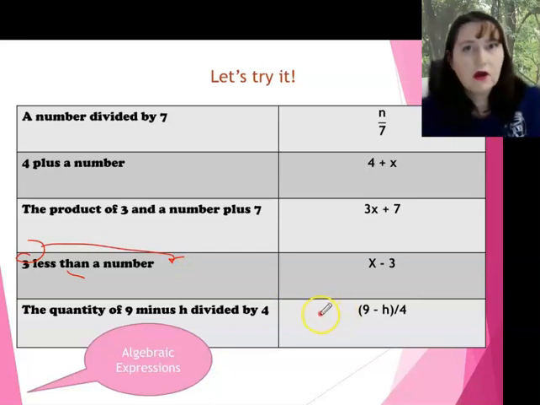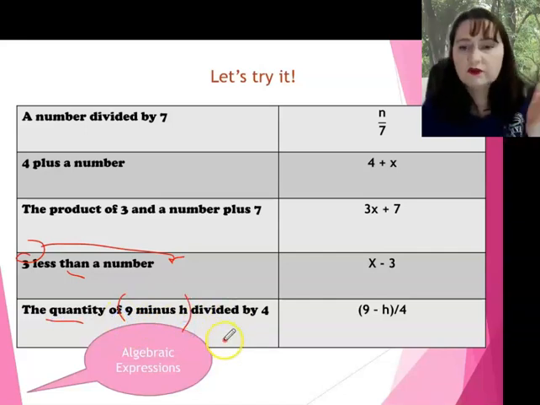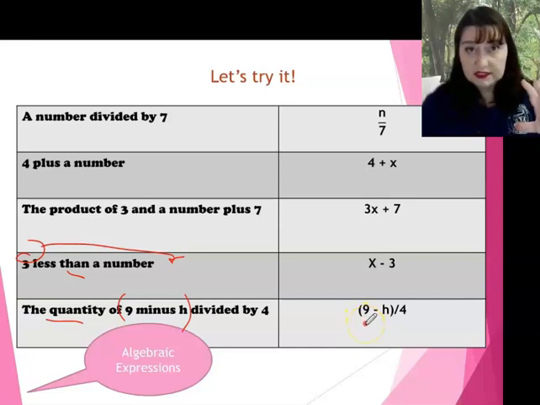If you wrote that wrong, make sure you try to memorize it, put it on flashcards or whatever you need to do. The quantity of 9 minus h divided by 4. The quantity, remember I said, was parentheses. So we know that something's going to come up with parentheses, and afterwards whatever is going to happen is going to be done to the entire parentheses. So we would have 9 minus h, because that's what it says, in parentheses, divided by 4.